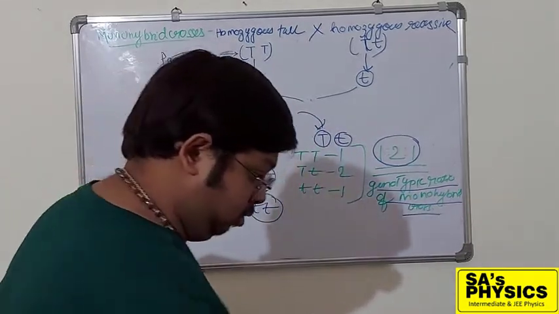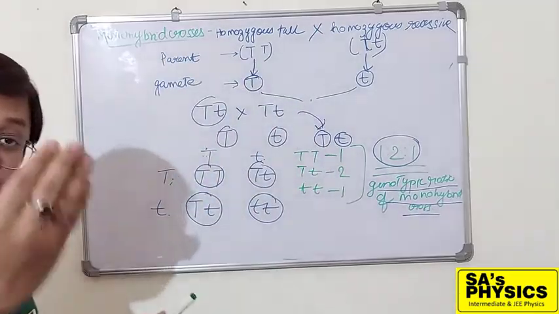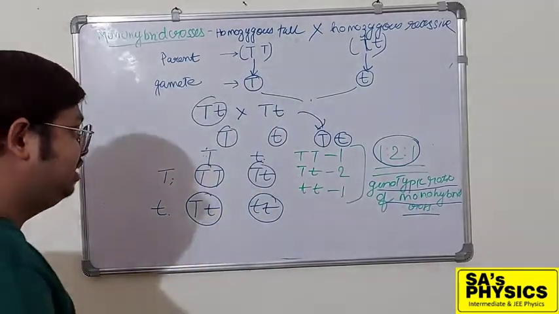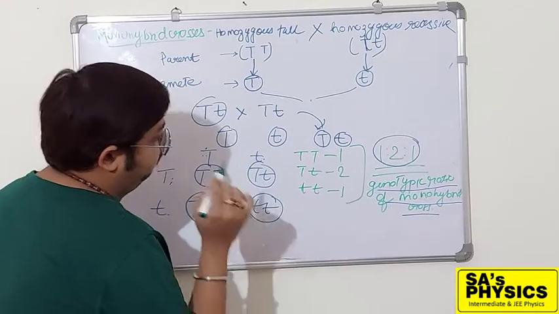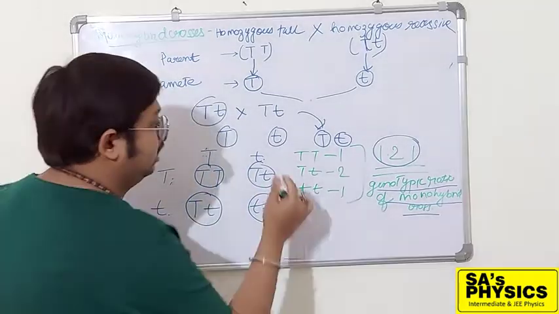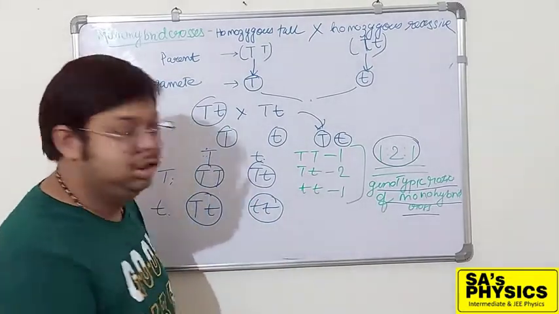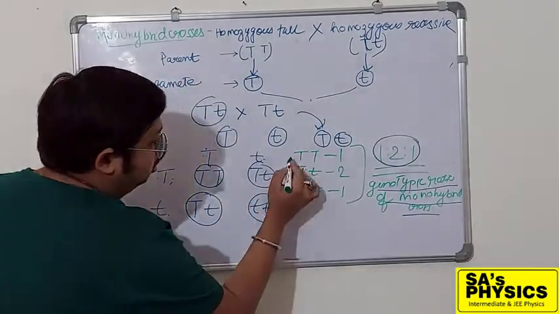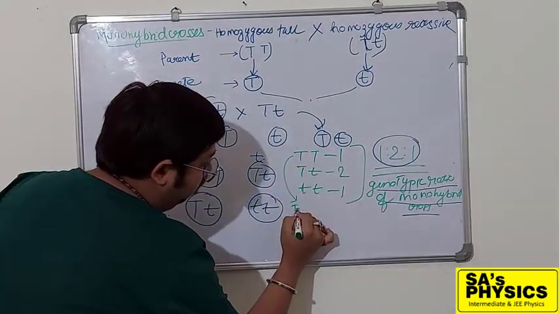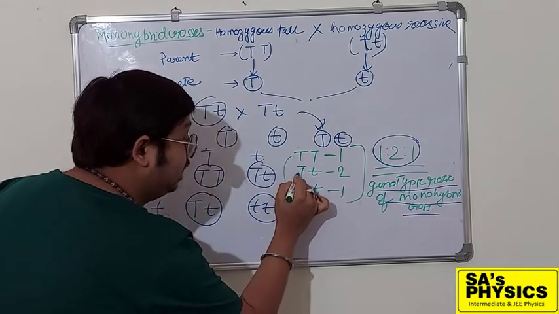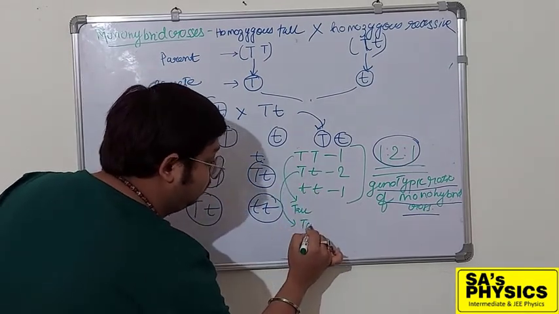Now, we also have a phenotypic ratio. What is the phenotypic ratio? Now we know phenotype is something that we can see. We don't know the genotype, but we can see the phenotype and we can estimate what can be the genotype. Now, this is tall, which is one phenotype. This is also tall.